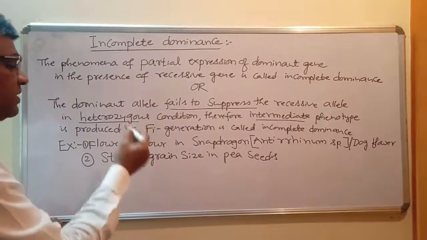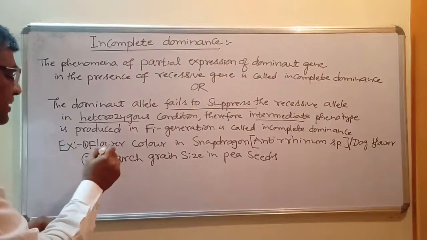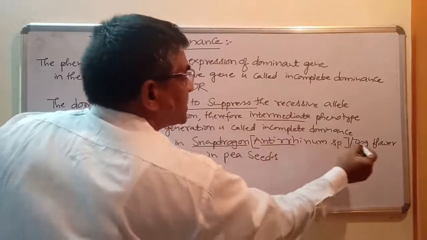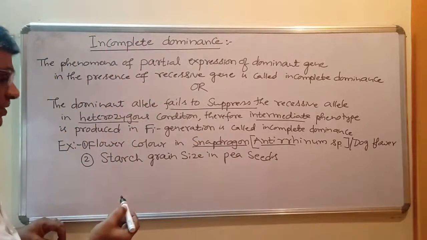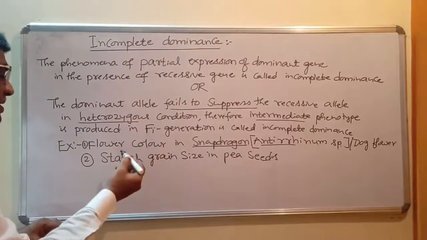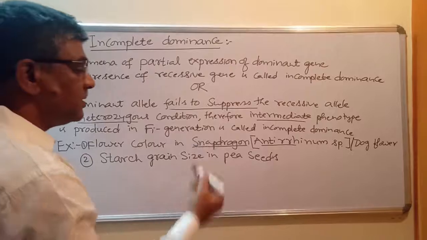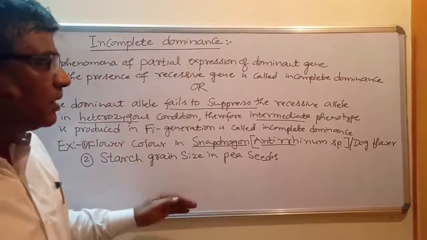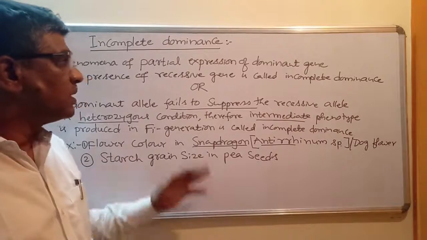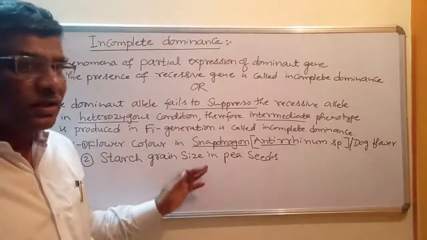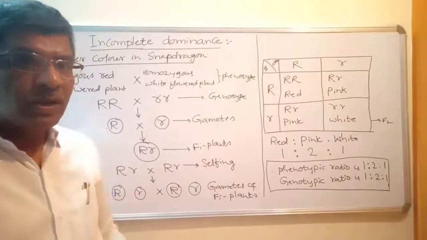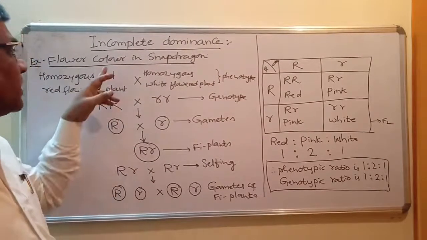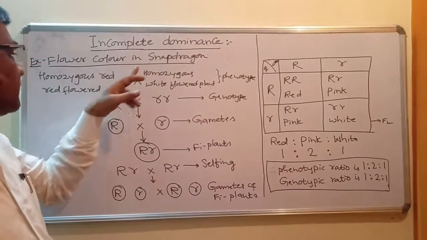It was studied by Carl Correns in plants like flower color in snapdragon, or Antirrhinum species, commonly known as dog flower, and the same concept is observed in starch grain size in pea seeds also. Now let us understand schematically how the dominant allele fails to suppress the recessive one, by taking flower color in snapdragon.